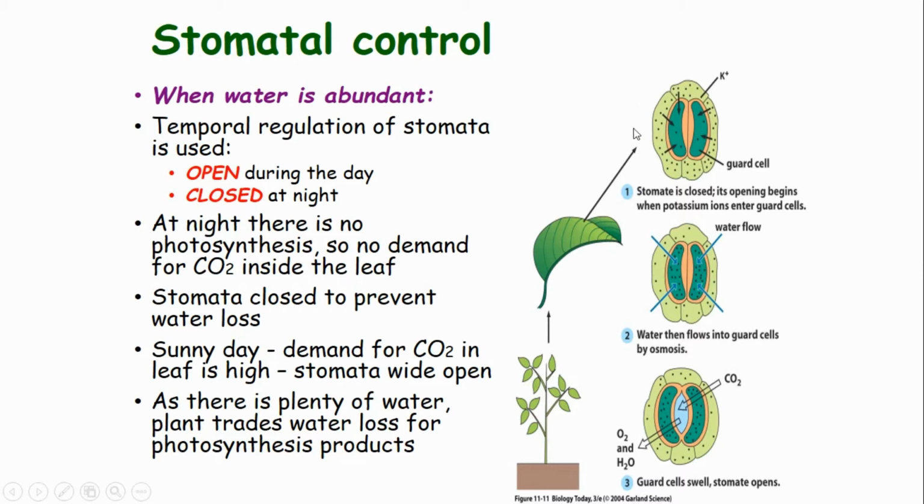Now, the guard cell is located around the stomata, and when it opens, you have potassium ions enter the guard cell, and when it flows into the guard cell, this causes it to swell, and when it swells, the stomata opens. So during this sunny day, there's a demand for CO2, the stomata will be open, and there's lots of water, and the plant will trade water loss for the gas exchange.